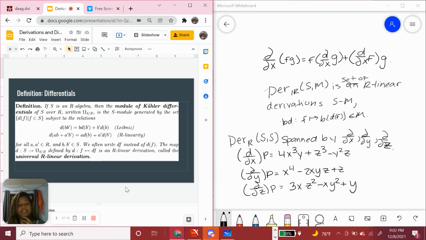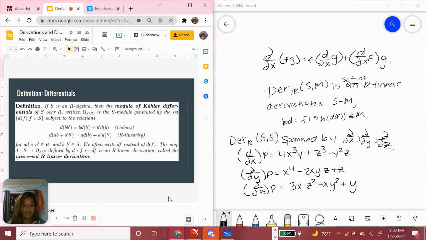The map of the derivation of S to omega S over R is defined by D mapping F to D of F, elements in there. And this is an R linear derivation. So next, what we're going to do is, again, just saying that the derivations from S to M is just a set of derivations taking polynomials and returning elements of M, essentially.